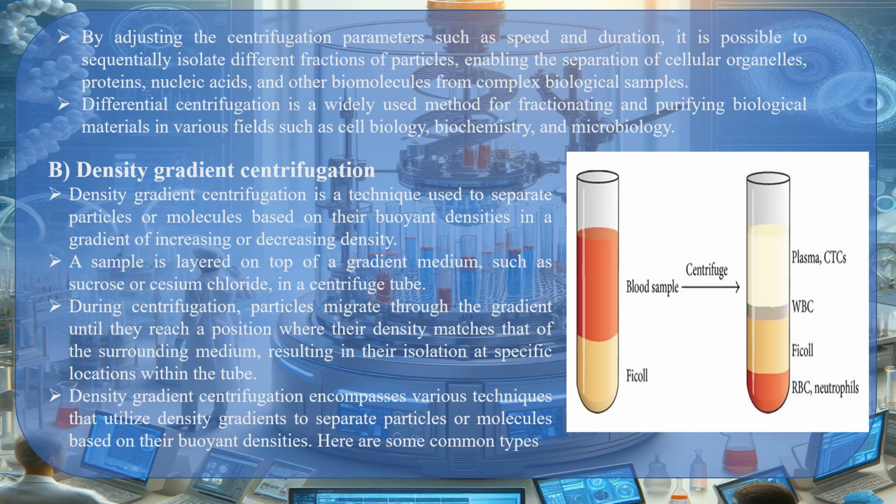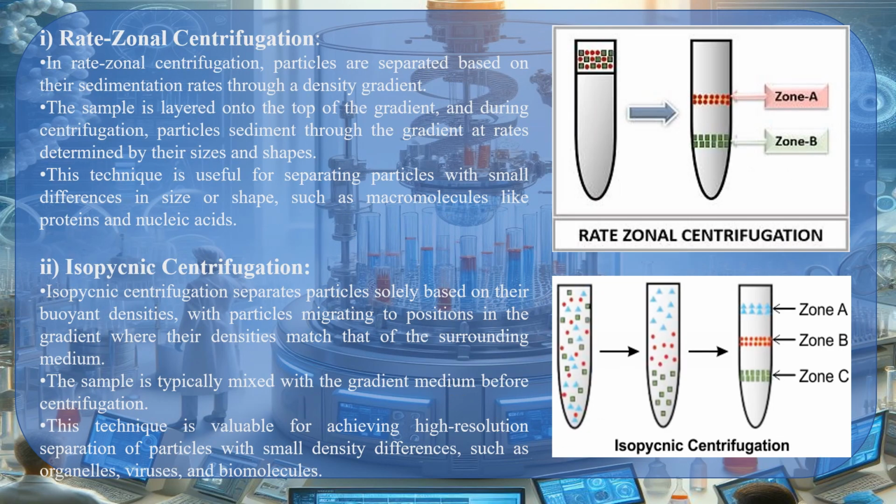Again, this density gradient centrifugation is divided into two common types. First is rate zonal centrifugation, next is isopycnic centrifugation. Rate zonal centrifugation separates particles based on their sedimentation rates through a density gradient. The sample is layered onto the top of the gradient, and during centrifugation particles sediment through this gradient at rates determined by their size and shape. It is useful for separating particles with small differences in size and shape, such as macromolecules like proteins and nucleic acids. Next is isopycnic centrifugation.